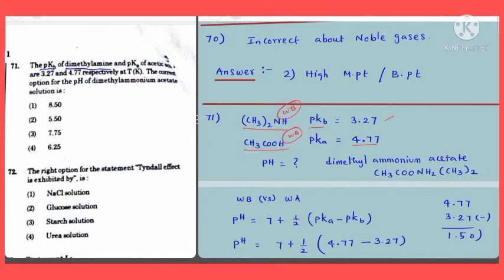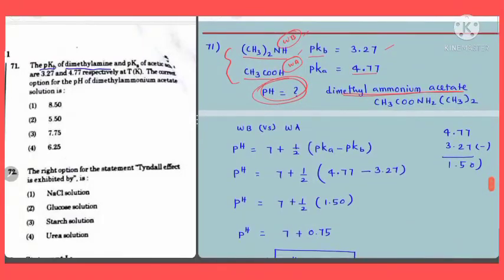Now what will be the pH of dimethyl ammonium acetate? When these two react, they form a salt. Because one is a weak acid and the other a weak base, when they react they give a salt. The salt formed is dimethyl ammonium acetate. Now what will be the pH of the salt formed? Actually this is based on the salt hydrolysis topic. Here you are given a weak base and a weak acid: weak acid, acetic acid, and weak base, dimethylamine.